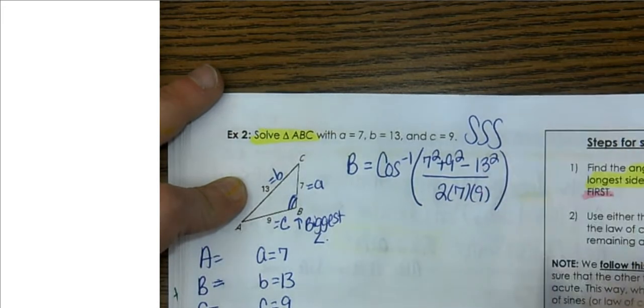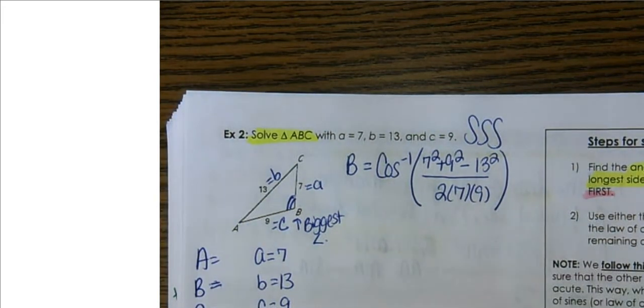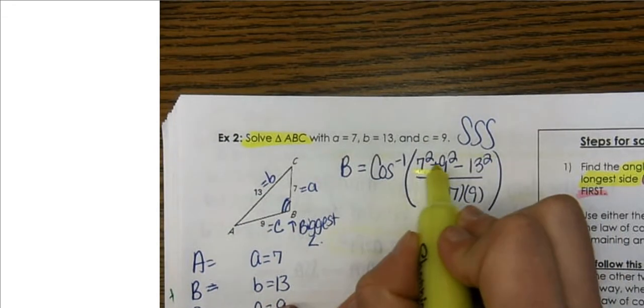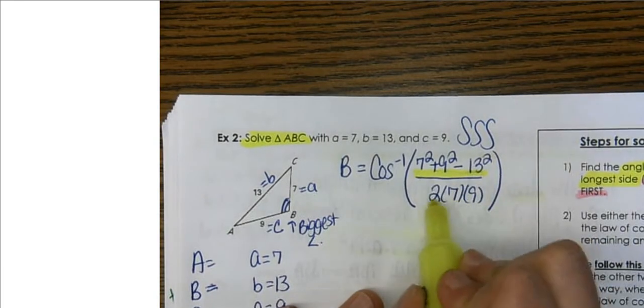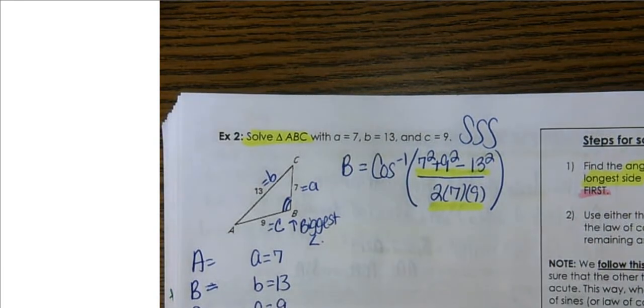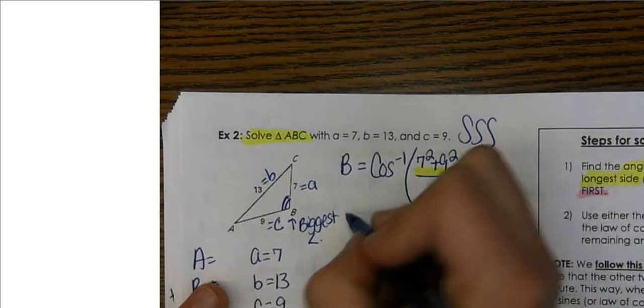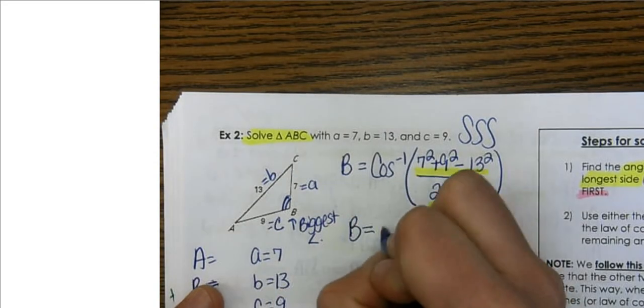Now, could you put this all into your calculator exactly as you see it? Yes. But I have a lot of students who do that who end up getting the incorrect answer because we are dealing with fractions. So I like to come up with each individual numerator and denominator and then take the cosine inverse of it.